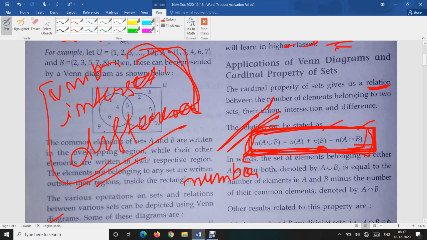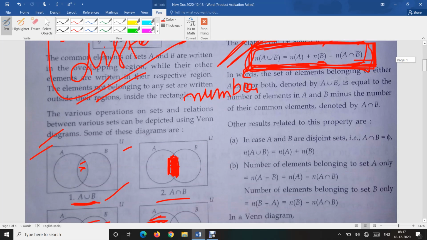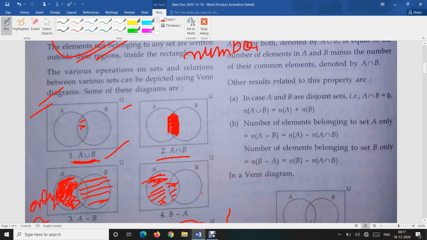Now the next is properties. So the related properties are, if we have to find A union B, that means the number of elements in set A and also the number of elements in set B. But the condition here is that A and B are disjoint sets.